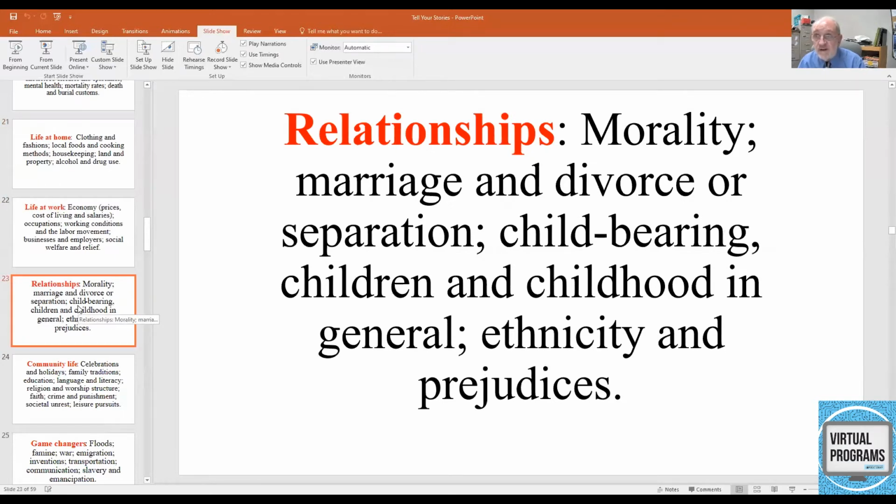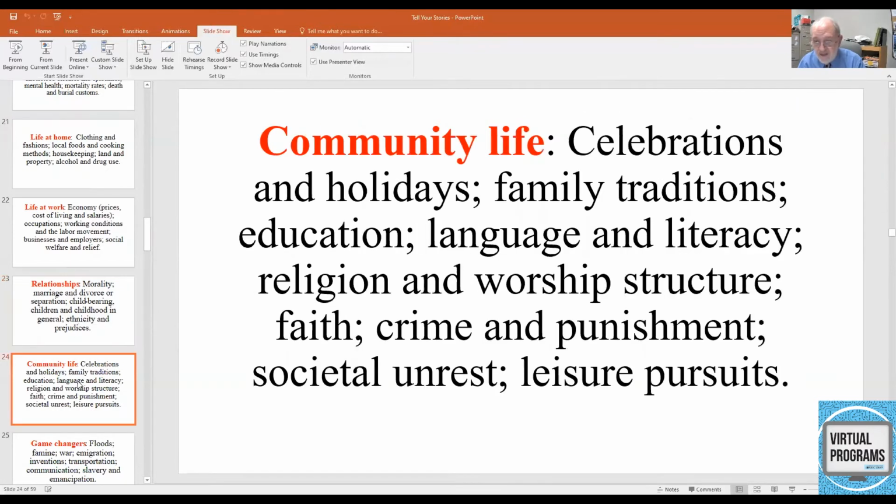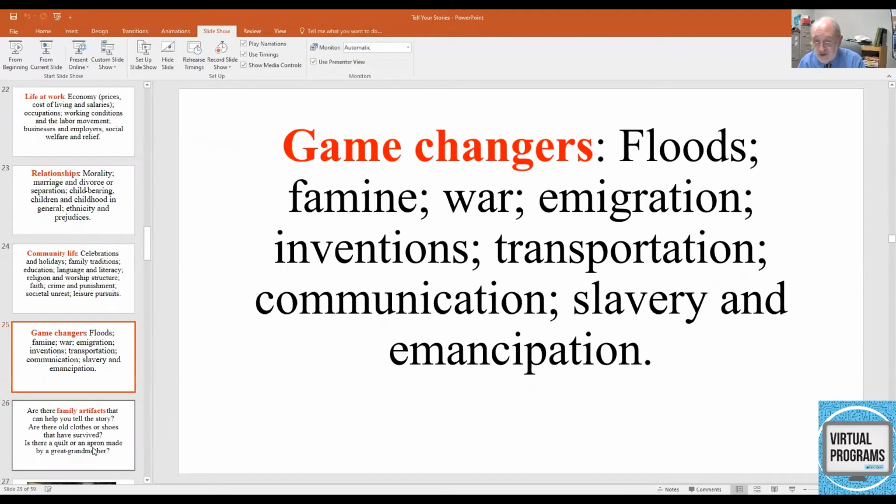Relationships, morality, marriages and divorce or separation, childbearing, children and childhood in general, ethnicity and prejudices, because they did exist. And there's community life, celebrations and holidays that took place during this person's time, family traditions, education, language and literacy. Maybe the person could not speak English. Religion and worship structure, faith, crime and punishment, societal unrest, and leisure pursuits. And of course, there are game changers: floods, famines, war, immigrations, inventions, transportation, communication, slavery, and emancipation.